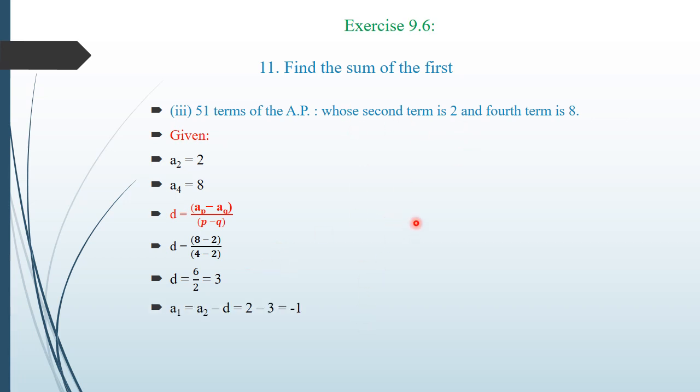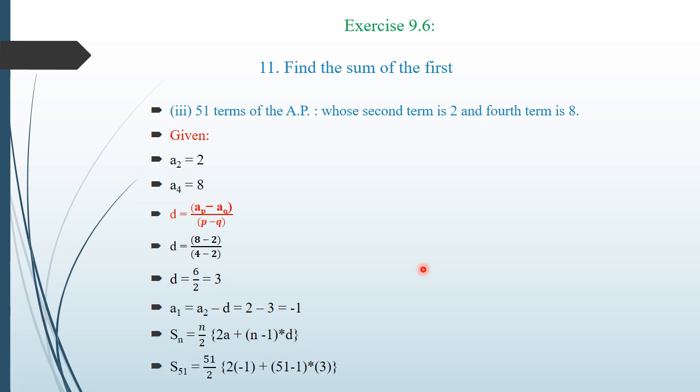Now I can find the first term using the second term. We know that second term is nothing but first term plus d. Therefore first term will be second term minus d. So I'll consider this second term, that is A2 minus d. If I do, I'll get the first term, that is 2 minus 3 will be minus 1. Therefore first term of this AP is minus 1. I know the formula now, Sn equal to n by 2 into 2a plus n minus 1 into d. Now I'll easily calculate the sum of 51 terms.